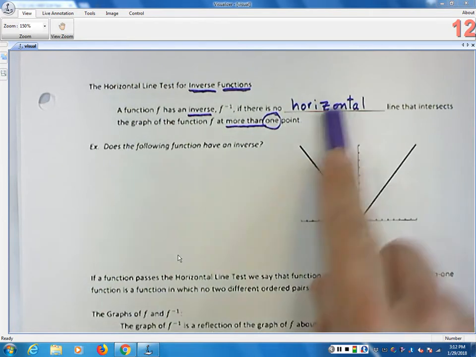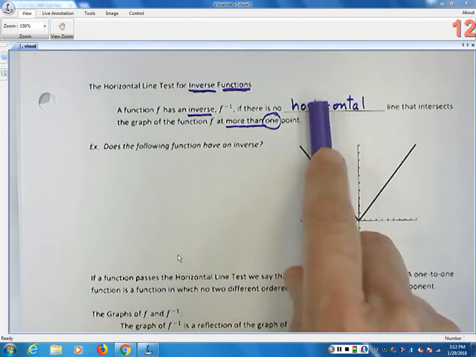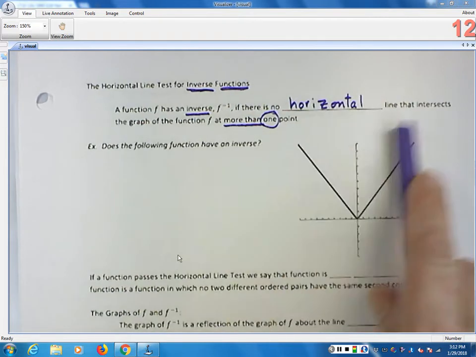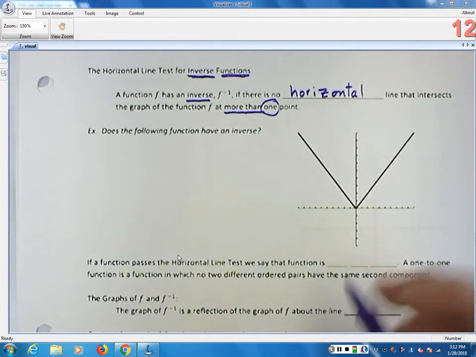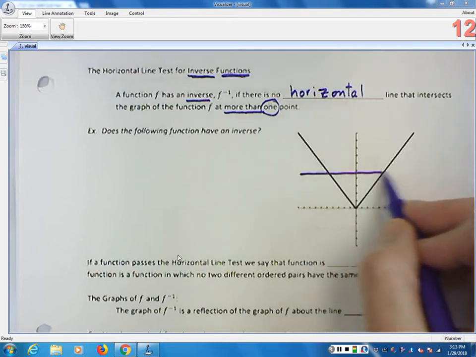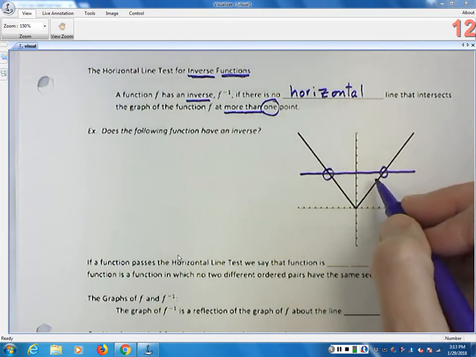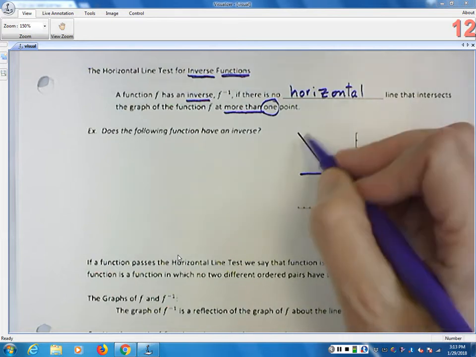So this is a function, it's an absolute value function. You can do the vertical line test, this is a function. But does it have an inverse? Well, if you do the horizontal line test, you can go through 2 points. It doesn't have an inverse.